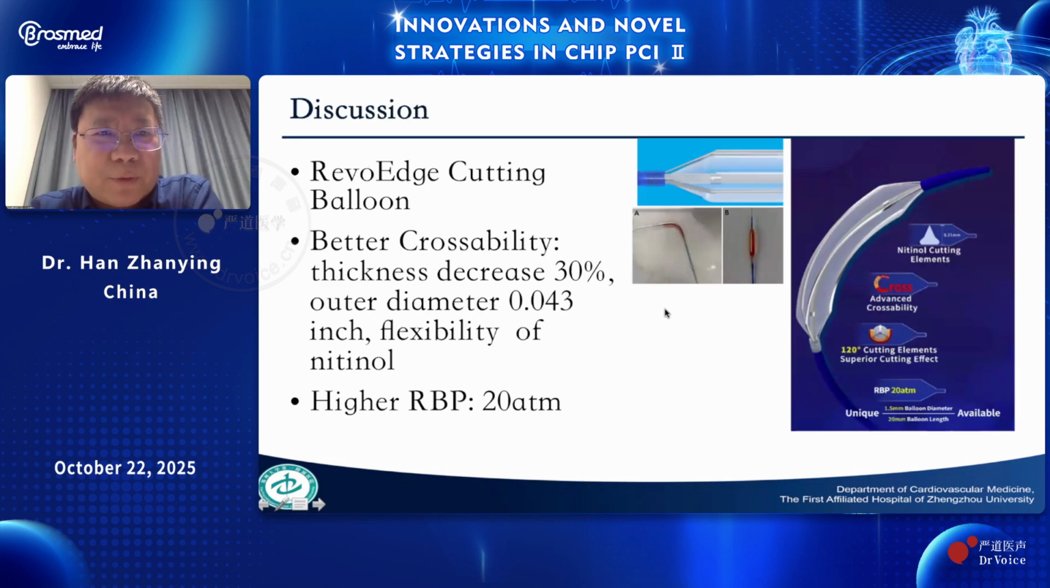So the discussion is about the Ruby 8 cutting balloon, and this balloon has the characteristics of better crossability and the thickness increased 30%. And the outer diameter is very small. Fragment is because of the nitinol, so the flexibility has been improved, especially with the higher rated burst pressure, 20 ATM. So I think it's very good for this novel cutting balloon.